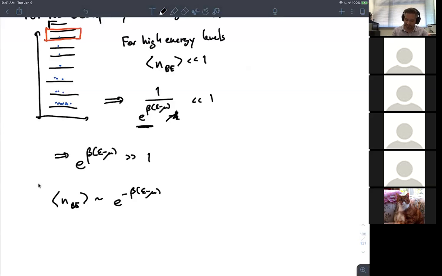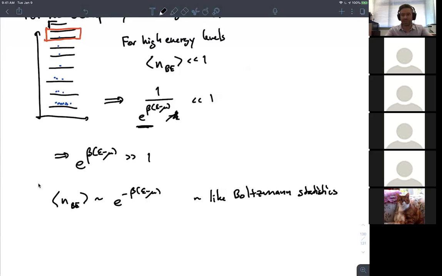And this looks like Boltzmann statistics. So when you look at bosons at high energy, they look just like a regular classical gas. It's only when the temperature gets low and you start looking at the occupation of these lower energy values that things start looking pretty weird.